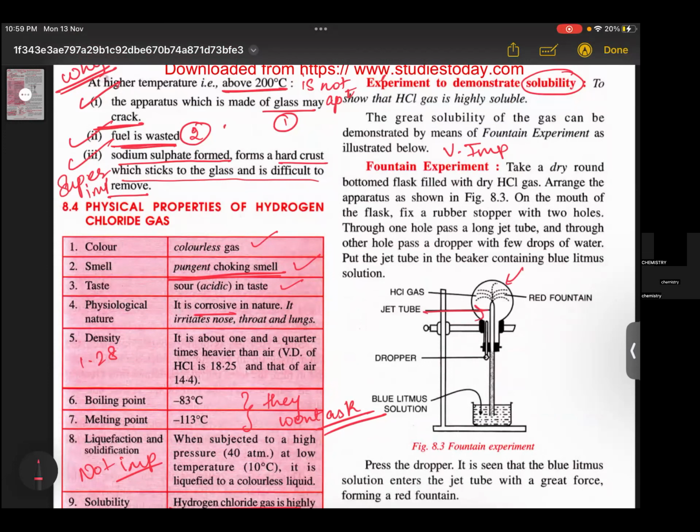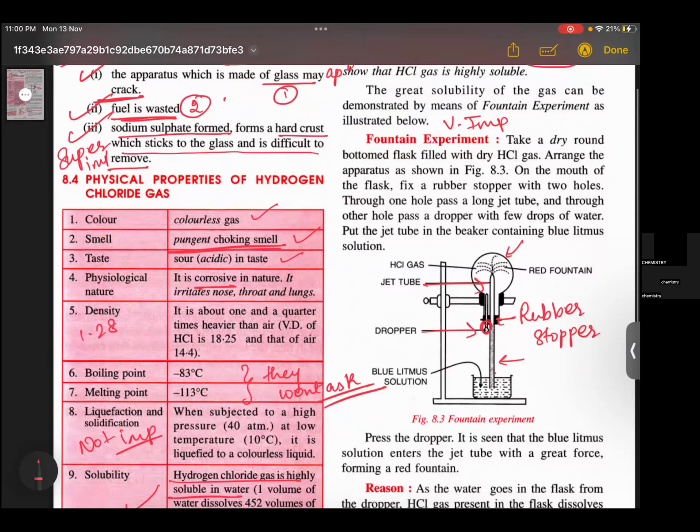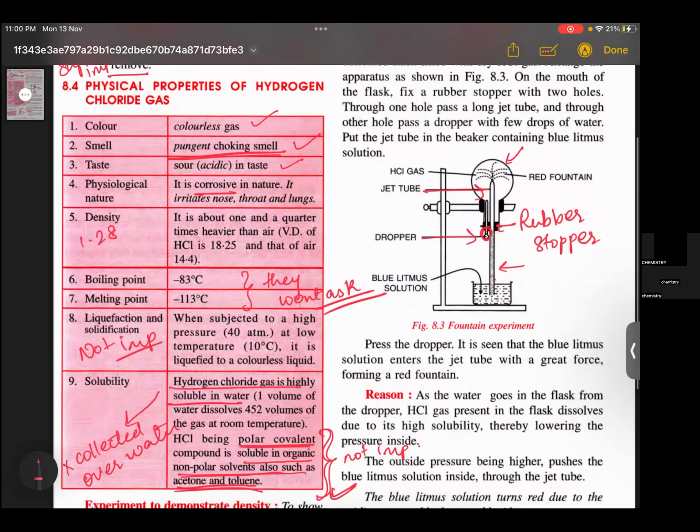This is your dropper. So what we do is, we take a dry round bottom flask with dry HCl gas and arrange the apparatus as shown. On the mouth of the flask, we have a rubber stopper. Now, through one hole, pass a long jet tube, and through the other hole, pass a dropper with a few drops of water. So this is our dropper, and this is our jet. Put the jet tube in the beaker containing blue litmus solution.